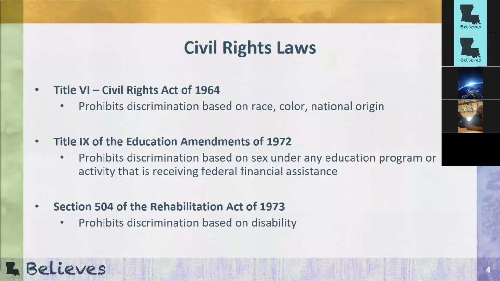There are a number of civil rights laws pertinent to the child nutrition programs. Title VI, the Civil Rights Act of 1964, prohibits discrimination based on race, color, and national origin. Title IX of the Education Amendments of 1972 prohibits discrimination based on sex under any education program or activity that is receiving federal financial assistance. And Section 504 of the Rehabilitation Act of 1973 prohibits discrimination based on disability.